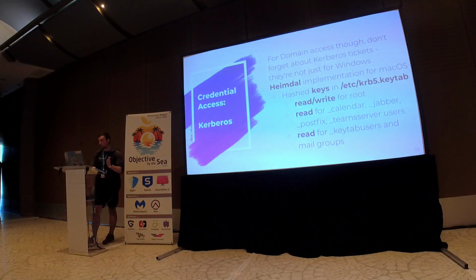And if you're looking at a computer joined to a Windows domain, as you start doing Kerberos, there's a whole bunch of information stored in this /etc/krb5.keytab file. krb5 just being Kerberos version 5. By default, this file only has reading rights for root, but if you're part of any of these other groups, you can actually read it. So if you're part of Calendar, Jabber, Postfix, Team Server, Keytabs, Mail, all this sort of stuff can read this file. All you need to do is read it, because then you can get access to these keys.